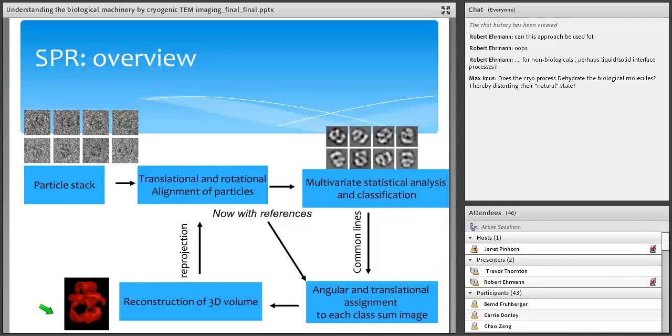But once we get the three-dimensional structure, there's no reason to do this again. Now we can project this three-dimensional structure out in known angles and then match them to the particles. And we can iterate this over and over and over again, improving the angular relationship of each of the molecules and making it finer and finer and finer and pushing it to higher and higher resolution. And this is the method that we use to solve structure of biological molecules by single particle reconstruction.